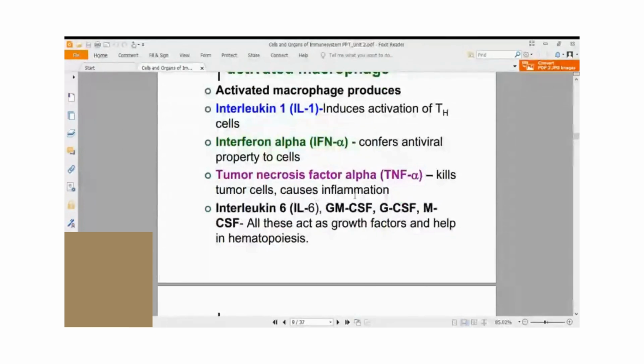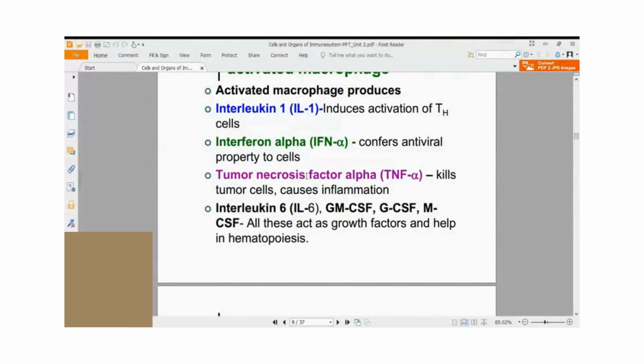Then comes another factor called tumor necrosis factor alpha, TNF alpha. Its main aim is to kill the tumor cells, but only when tumors occur. But when it is produced as a cytokine when there is bacterial or viral infection, I told you that it is going to cause high inflammation. It is an inflammatory cytokine. The name it got, why?